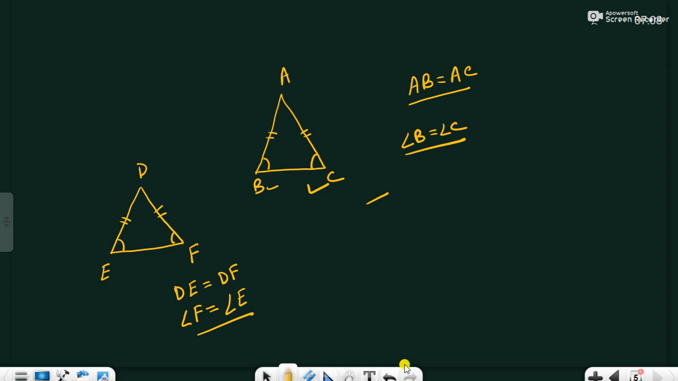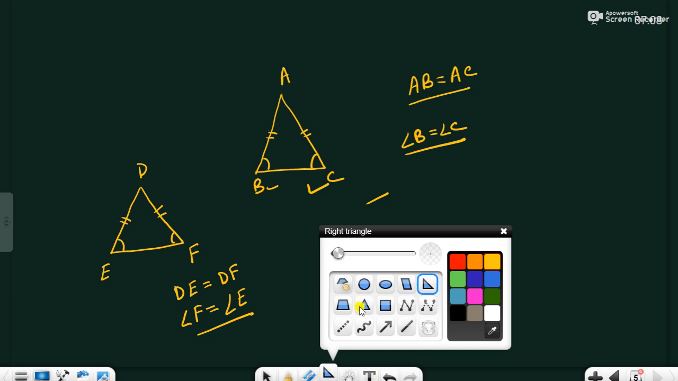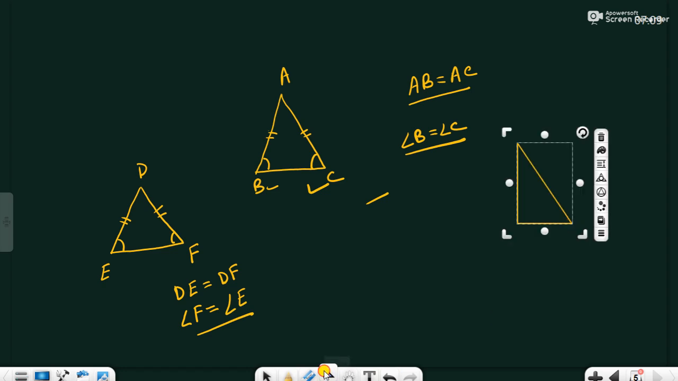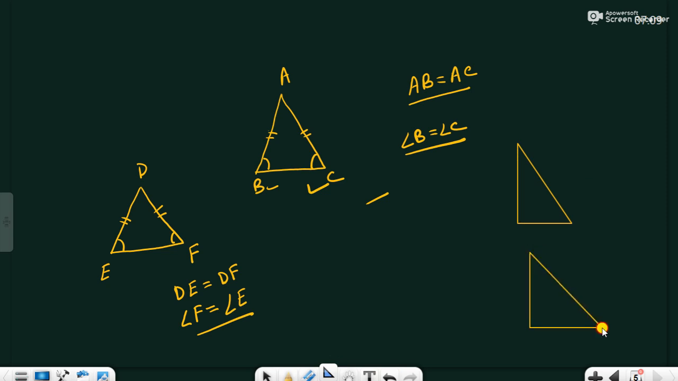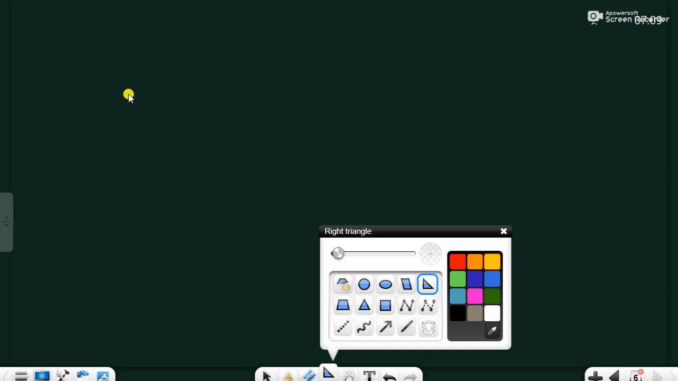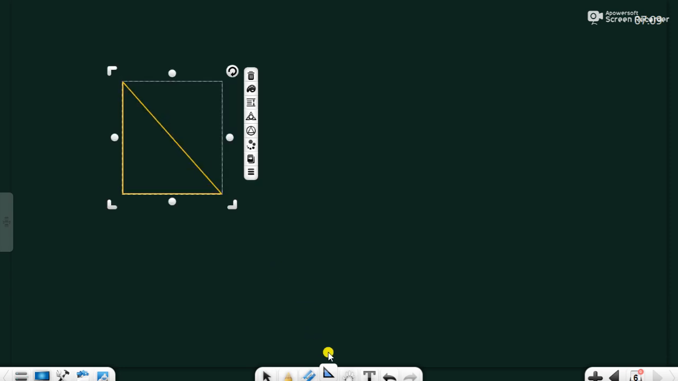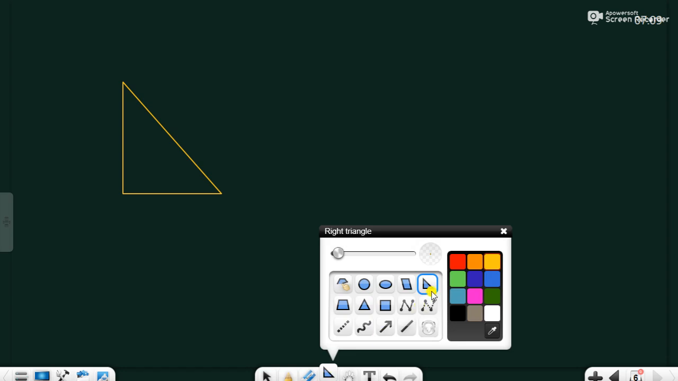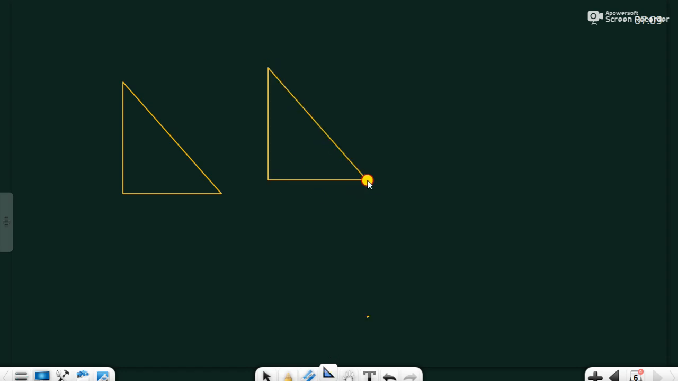Let us take this one. Suppose we have taken two triangles. You see here we are taking two triangles. One triangle is here, right? And let us take another triangle. These two triangles will be congruent if you see here. Let us take another page, and suppose this is one of the triangles, and let us take another triangle also and write it here.